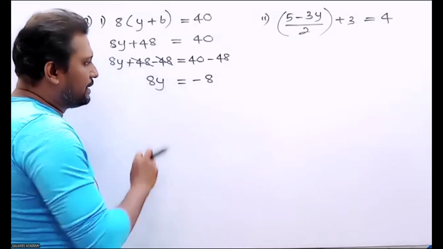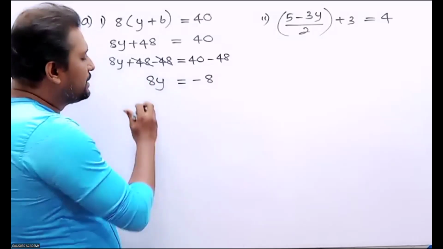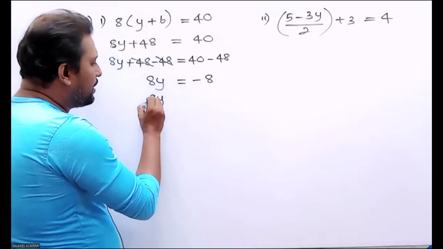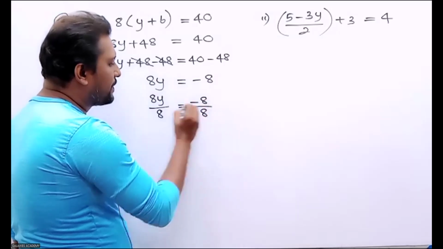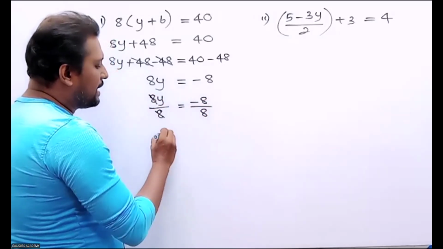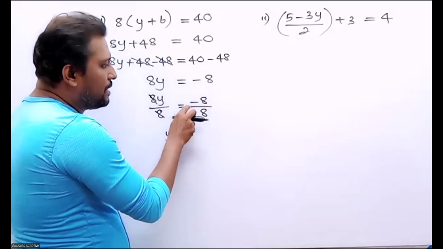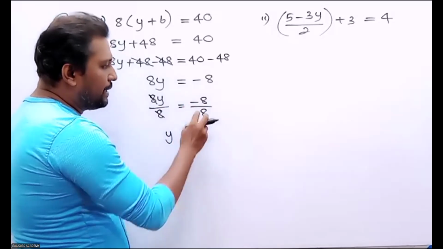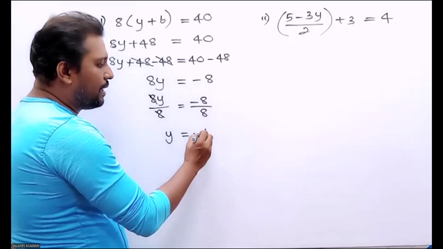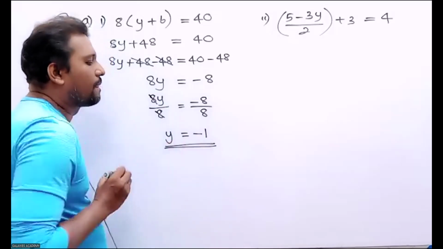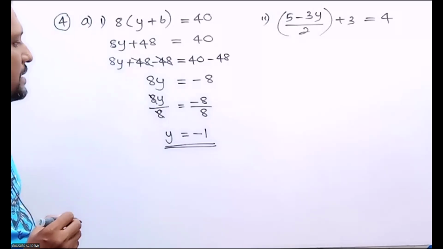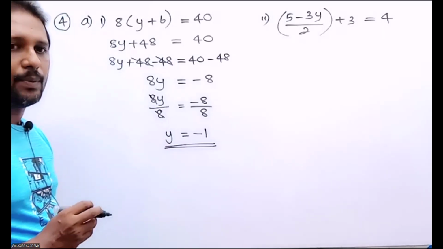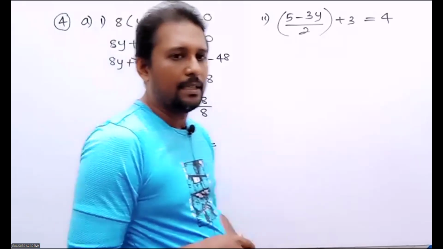Now we can find the answer of y. 8 and y are connected with multiplication. To remove it, you have to divide both sides by 8. Then 8 and 8 cancel. y equal negative divide positive. Negative 8 divide 8, 1. So fourth question, simple A, first part answer, y equal negative 1. Right, y equal negative 1.